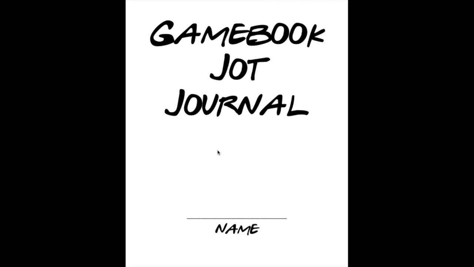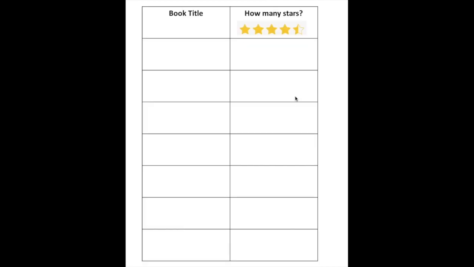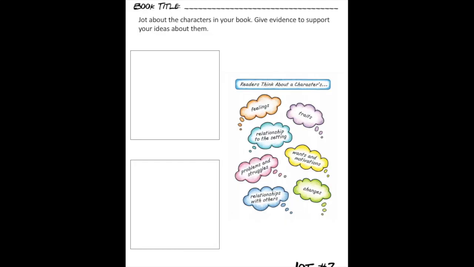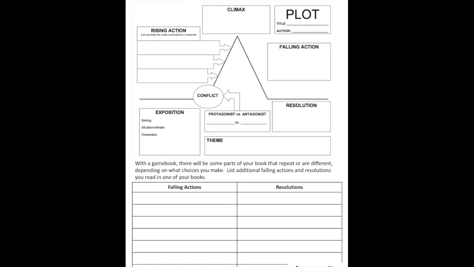Today in reading, you are going to be working in your Gamebook Jot Journal. First of all, you want to make sure that you're still adding book titles and giving it your ratings. You should really have 3 or 4 books by now, and if you don't, you really need to step it up. We've already done Jots 1, 2, and 3. Yesterday you did 4, and you want to make sure that if you didn't finish that or you need to add things to it to make it more detailed, that you do that.